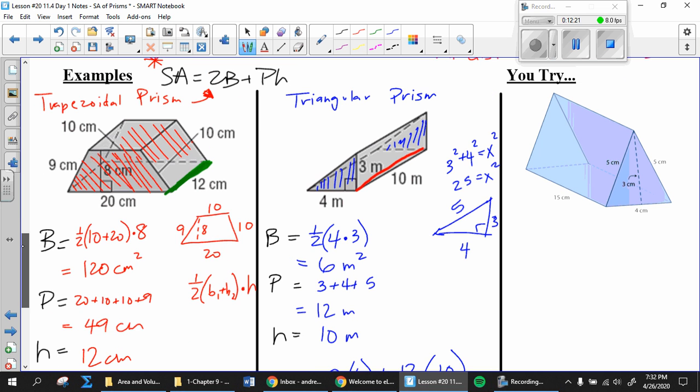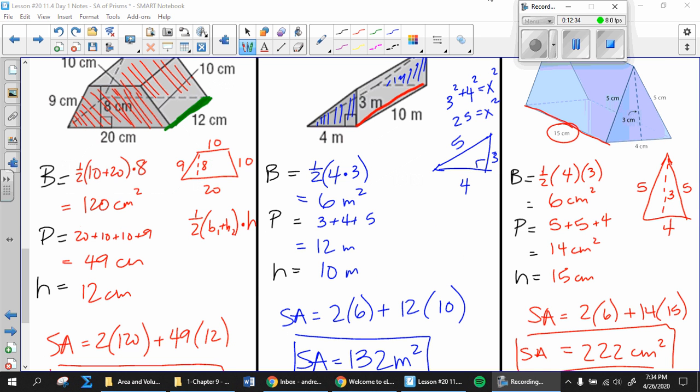Okay, I want you guys to pause the video, work out this last problem. When you're done with it, unpause the video, and I'll have the answer there. All right, here's the answer that you should have got. So again, I labeled out the area of the base, the perimeter of the base, and the height of the solid. Once I know those, I plug it into my 2B plus PH. All right, go ahead and do lesson number 20 practice.